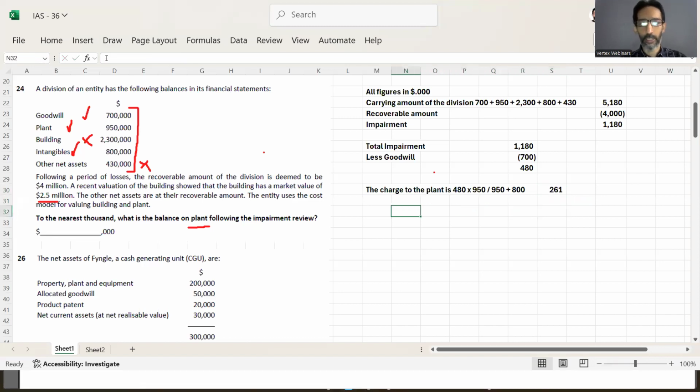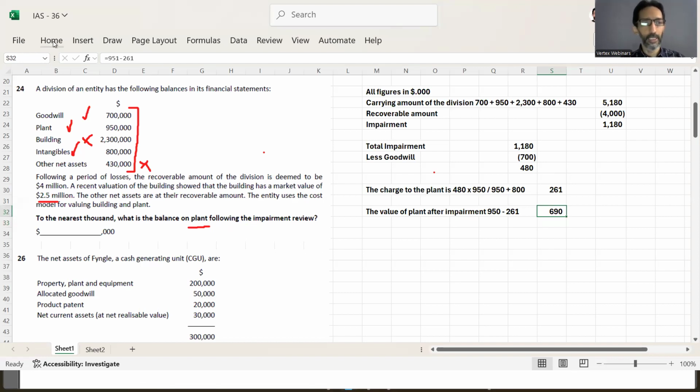And then we calculate the value of plant after impairment, which is 950,000 less 261. Let's see, 951 minus 261. So that is 690. There are already zeros placed here, so we're just writing 690. Okay, so that is the correct answer.